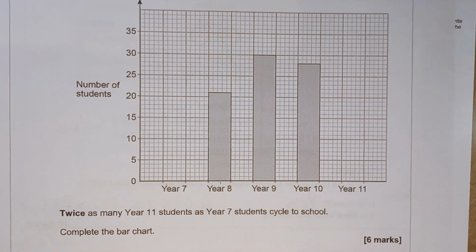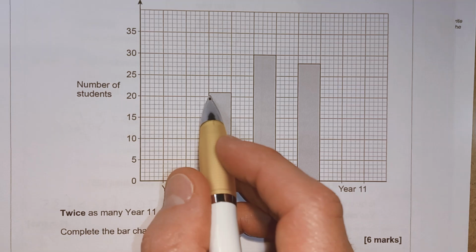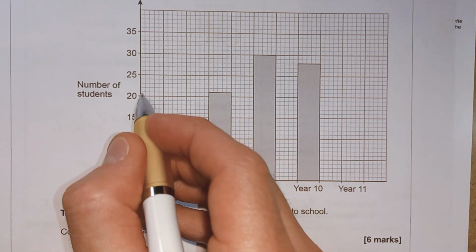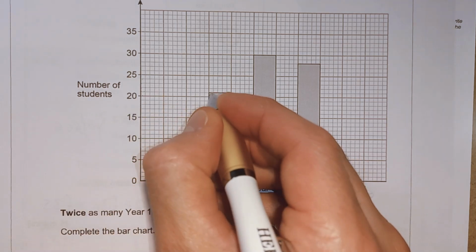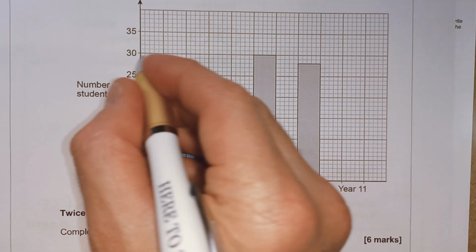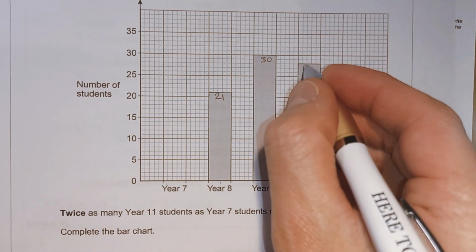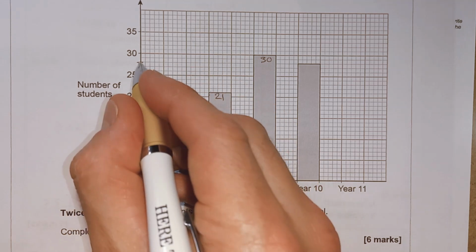Well, we can start off by working out how many cycled in year 8, 9 and 10. Well, year 8, we've got, this is 20, and we can see each of these little boxes equals 1, because that would be 21, 22, 23, 24, 25. So this must be 21. Year 9, that's 30, that's a nice straightforward one. And year 10, well, that's here, so that's 26, 27, 28.